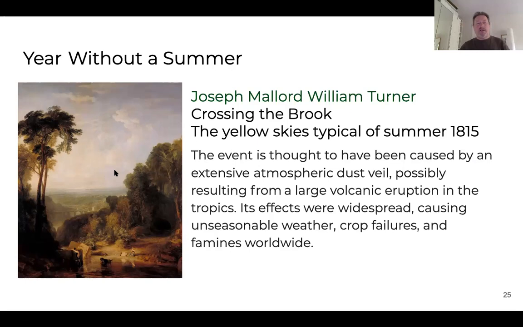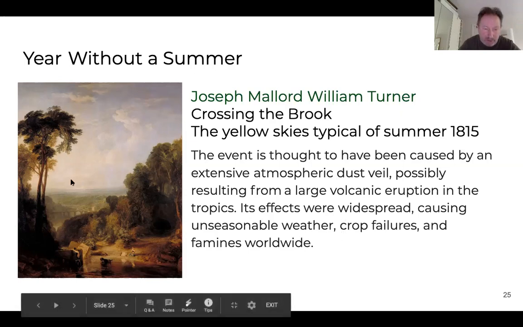And the yellowishness is a result of particles of volcano smoke or smoke. So it means atmospheric dust veil resulting from a large volcanic eruption in the tropics. Its effects were widespread, causing unseasonable weather, crop failures, and famine worldwide, and also this type of the sky.